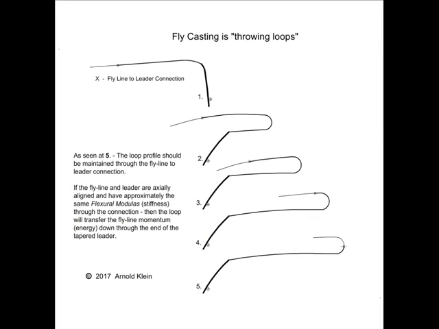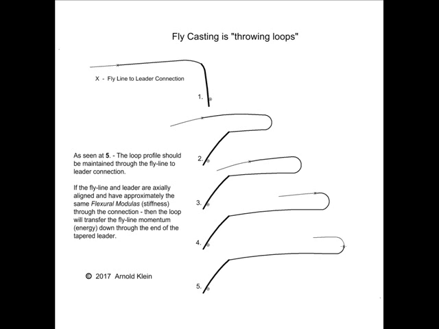Fly casting is throwing loops. This sequence 1 through 5 shows the back cast 1 all the way through the forward cast 5 of the fly line and leader. The X indicates where the fly line and leader are connected. As seen at 5, the loop profile should be maintained through the fly line through the leader connection.